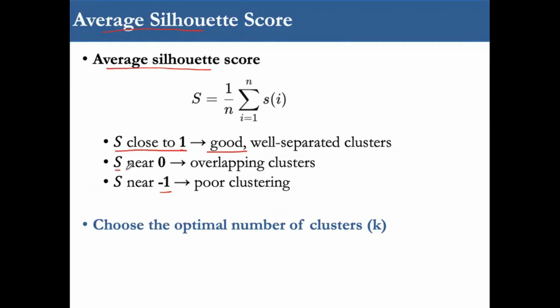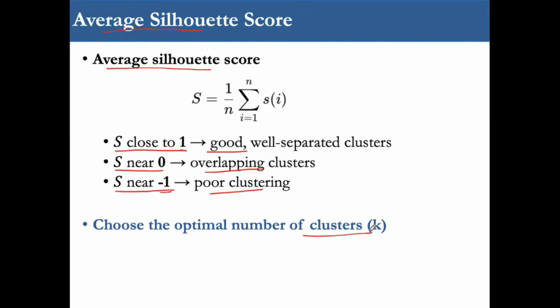If S is nearing 0 or equal to 0, then it means that it is an overlapping cluster. If S is nearing minus 1, then it means that it is a very poor cluster. Based on this average Silhouette score only, we will be coming to this point. Now, by using this average Silhouette score, we'll be able to choose the optimal number of clusters K.